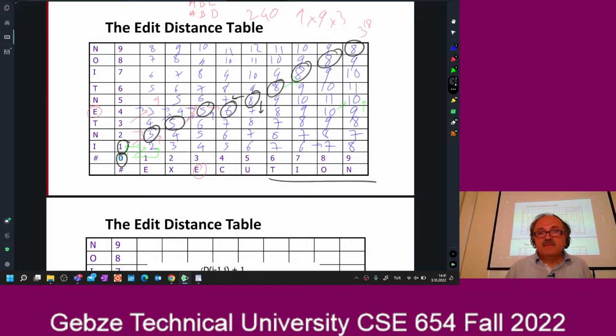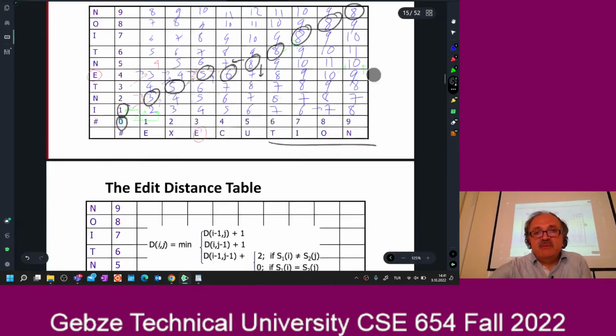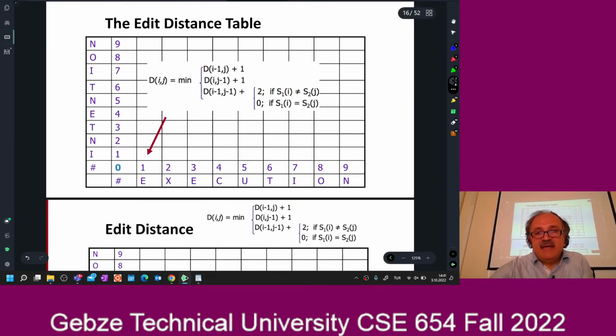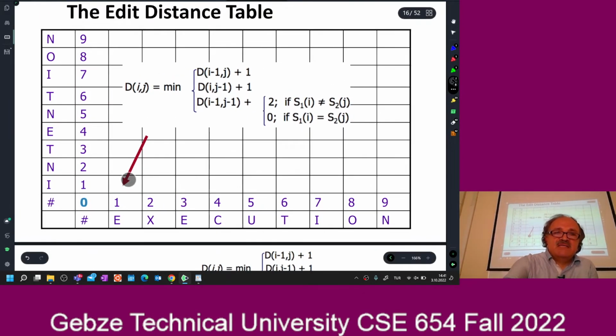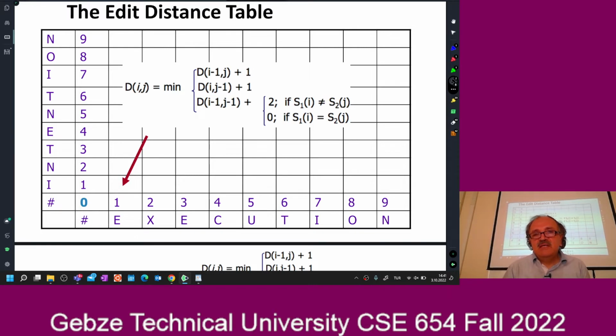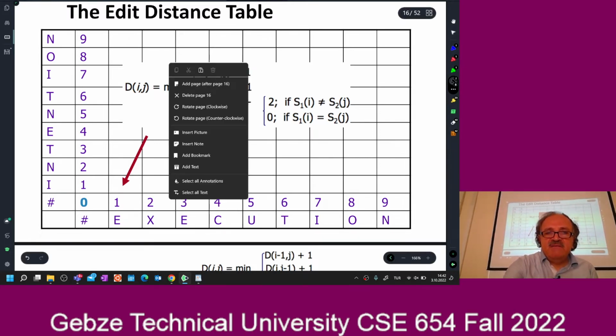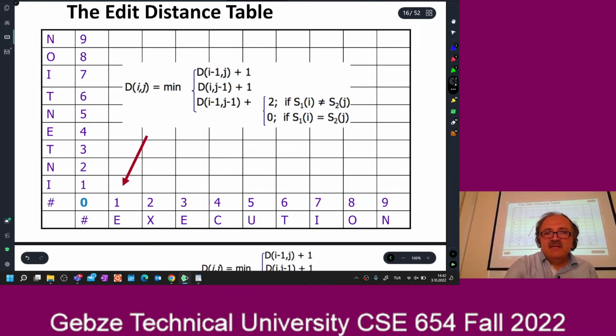Good. So that's called minimum edit distance, and this is the algorithm. That's what you're doing. For any box, when you are deciding on it, you do this. Choose the minimum of these 3 values. D(i-1, j), which is this one, plus 1. So 1 plus 1 is 2.